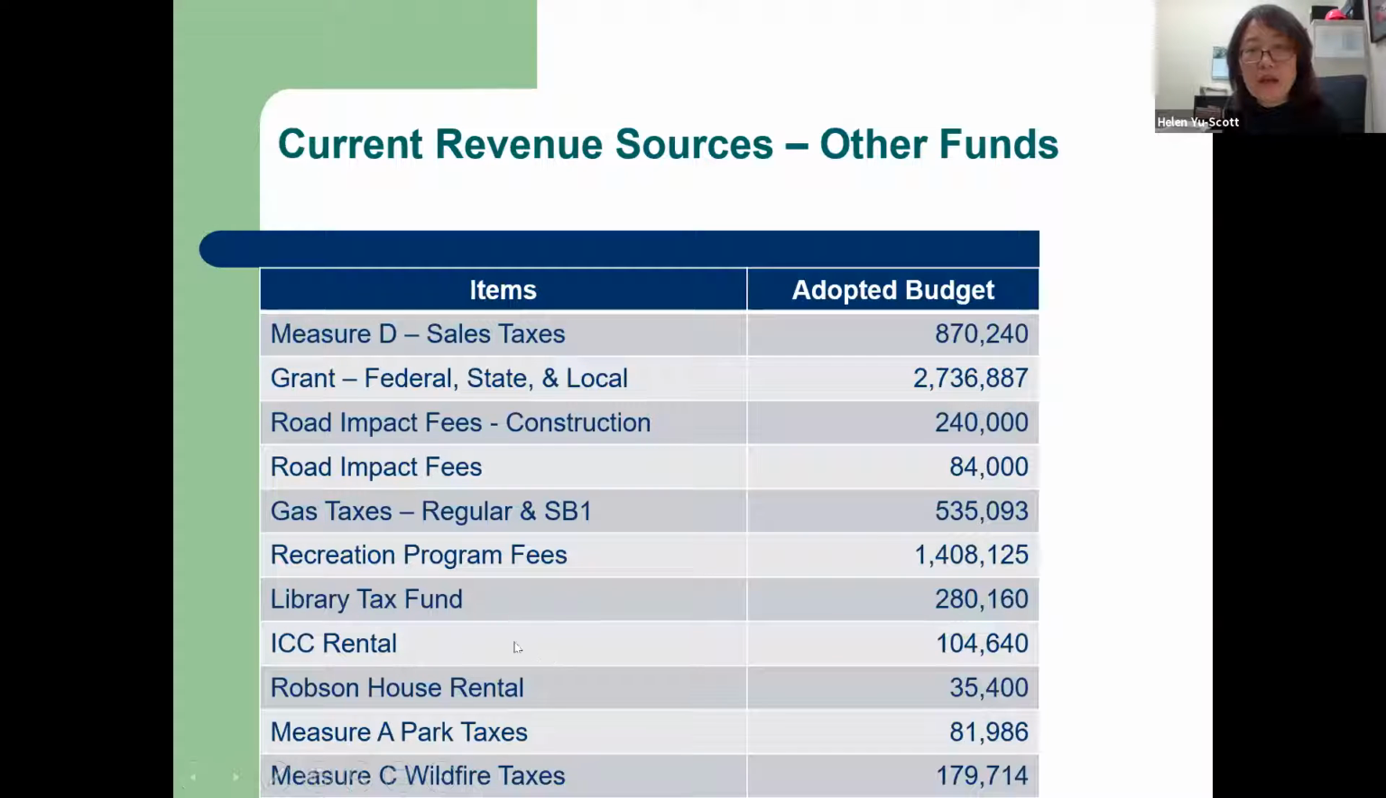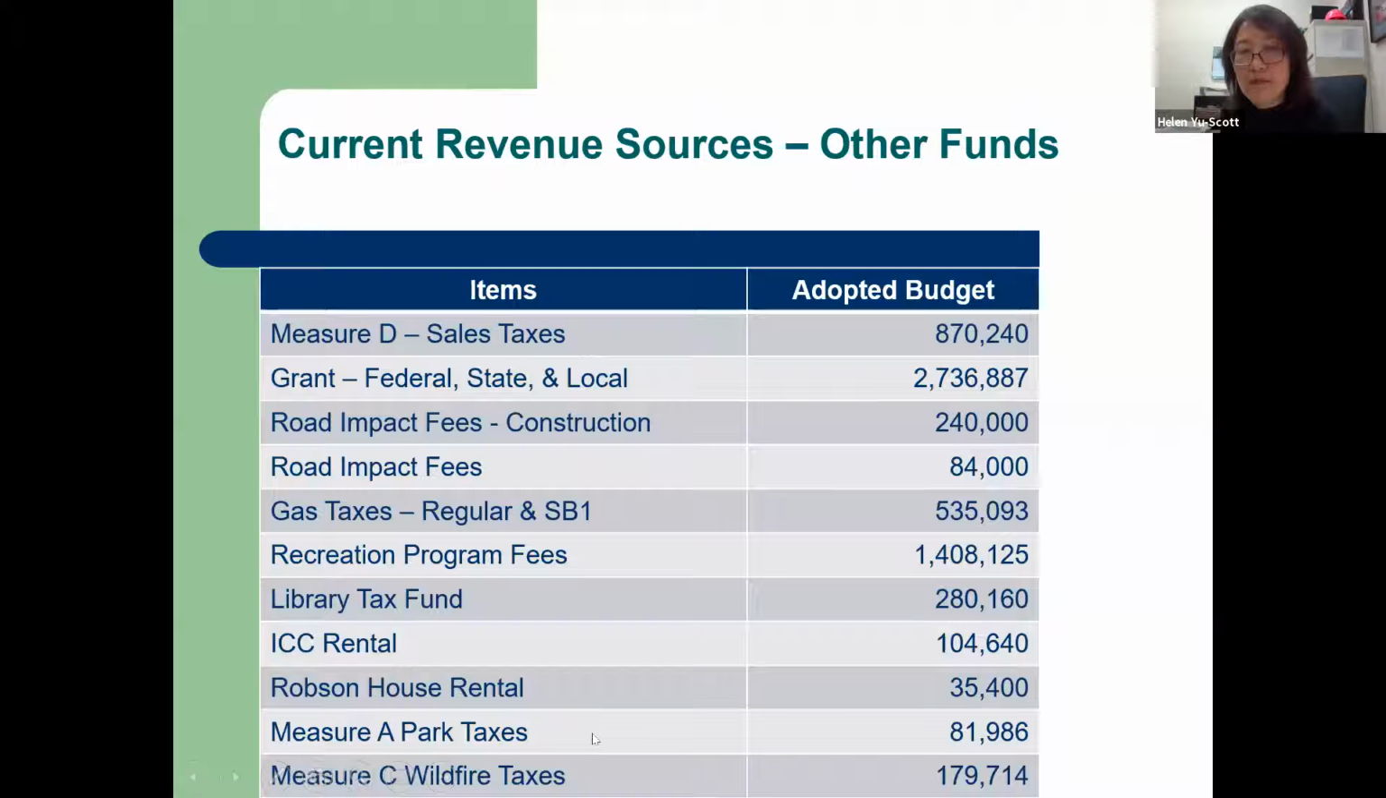The town also collects rental revenue from ICC, for the artist studio. We originally budgeted $100,000. Now this money will be short because the town offered a rent reduction for the artists. The town collects rental revenue from Robeson House, which has a few office spaces rented out. We collect an average of $35,000.